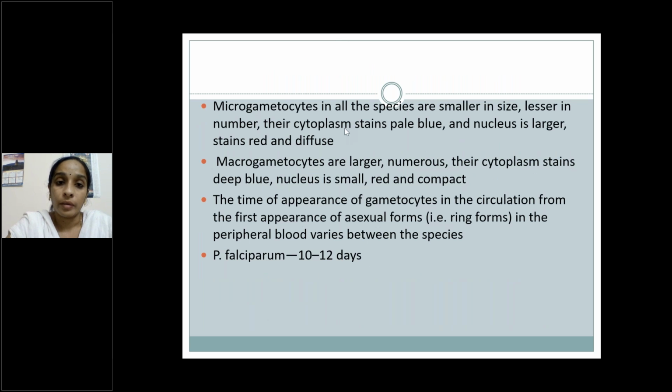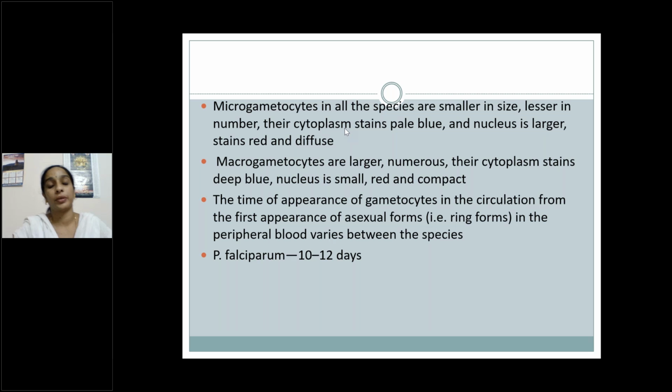See, microgametocytes in all the species are smaller. This point is very important. Microgametocytes, or male gametocytes, in all the species are smaller in size and lesser in number compared to female gametocytes. Coming to their staining properties, their cytoplasm stains pale blue and the nucleus is larger and stained dark red, and it is diffuse.